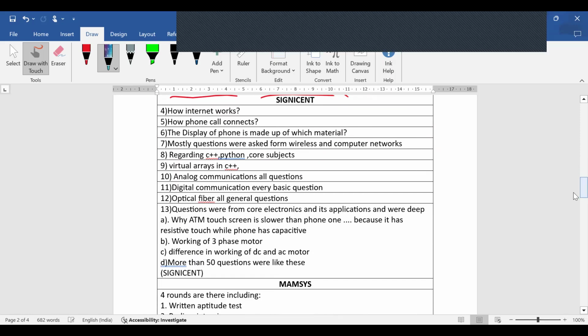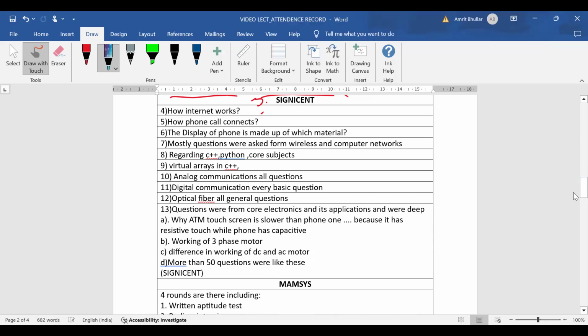Then we come to our third company, that is Signicent. They ask questions like how the internet works, how a phone call connects, what material the display of a phone is made of. Mostly the questions that my students gave me feedback on are from wireless and computer networks. Then they also ask if you have a subject preference on the software side. Then they ask about C++, Python, and other CSE core subjects, virtual arrays in C++.